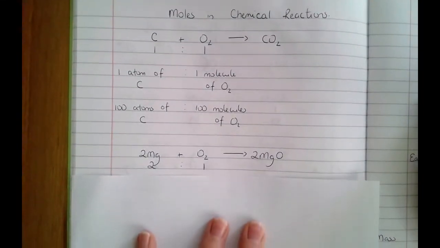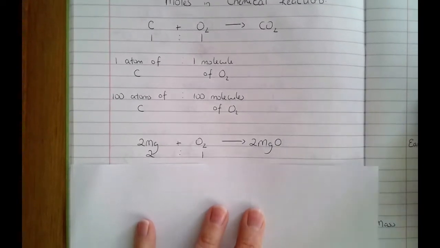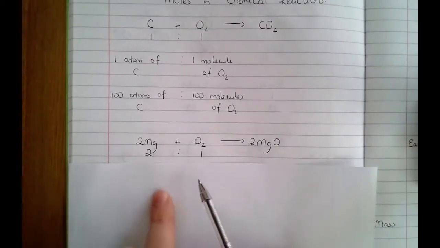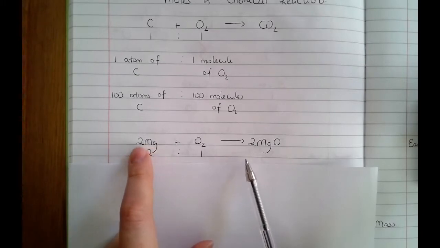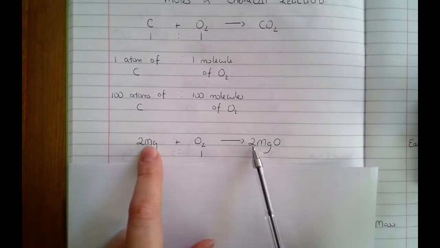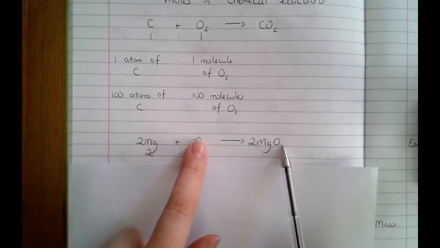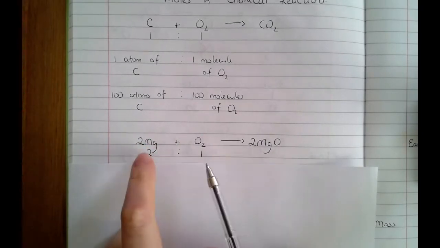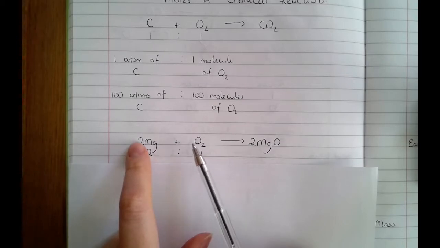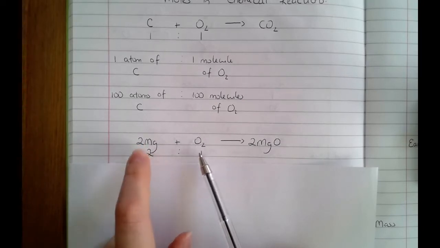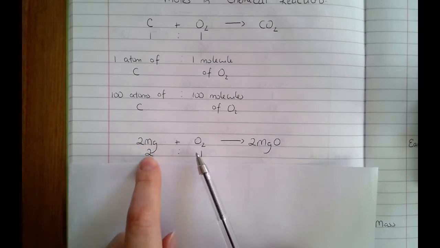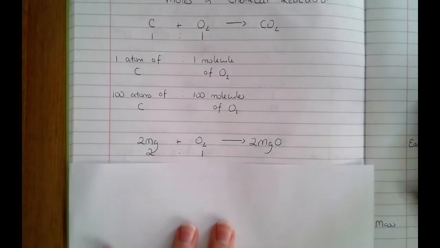So I've got an example of one here, the reaction between magnesium and oxygen. To balance this equation, I needed to use a large 2 in front of the magnesium and in front of the magnesium oxide to give me 2 magnesiums on each side and 2 oxygens on each side. This then gives me a ratio of 2:1. So you use the large numbers in the equation to work out the ratio. Big number 2 in front of magnesium, no number in front of oxygen is just a 1. So I've got a 2:1 ratio.